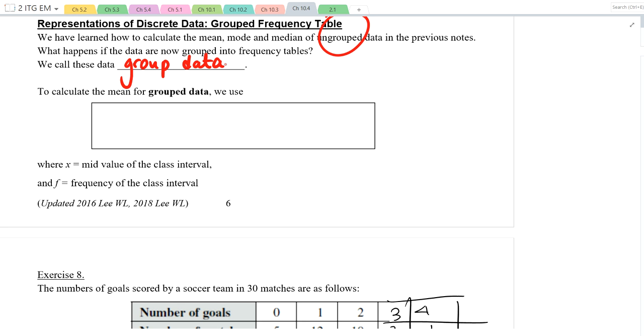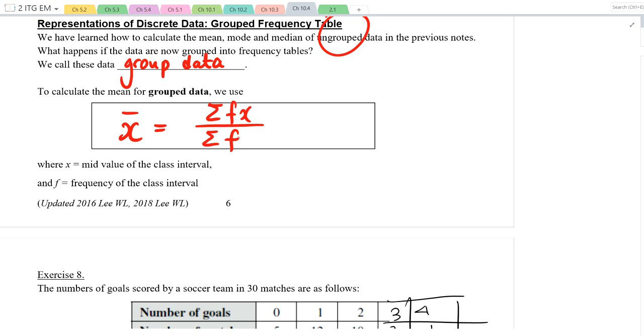Okay, to calculate the mean. In other words, our primary school knowledge of average. I want to calculate the mean of grouped data. There is a formula we will use. It looks like this. X bar equals to summation fx divided by summation f. Does this look familiar? Isn't it exactly the same as what we learned previously?